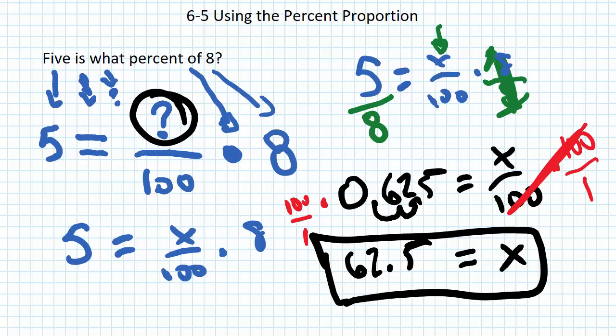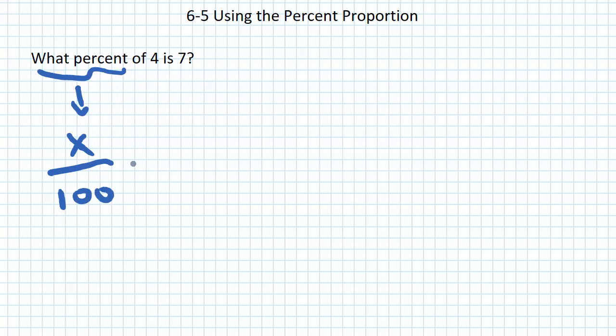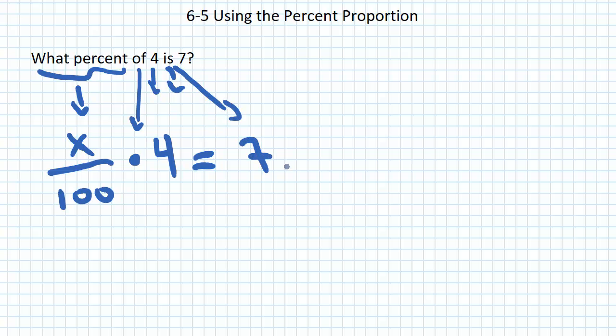Let's try another example. The reason I like the direct translation better is in a question like this, it might be a little unclear which of these numbers, 4 and 7, is the part and which is the base. So I like the direct translation better. So if I were solving this using direct translation, I would say what percent, well that translates into what percent of, means multiplication, 4 is the number 4, is equals, and 7.